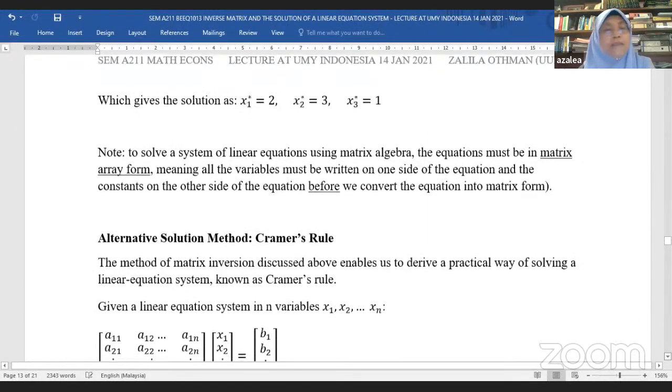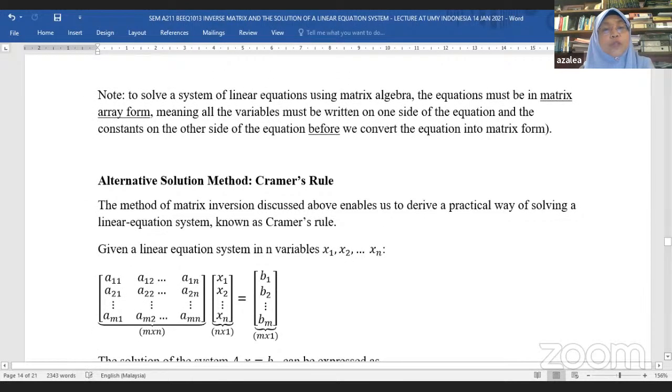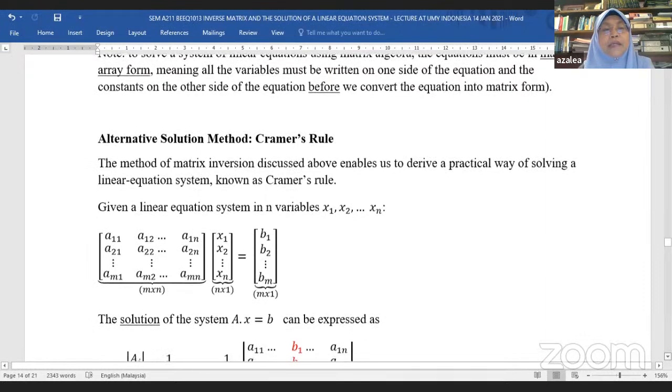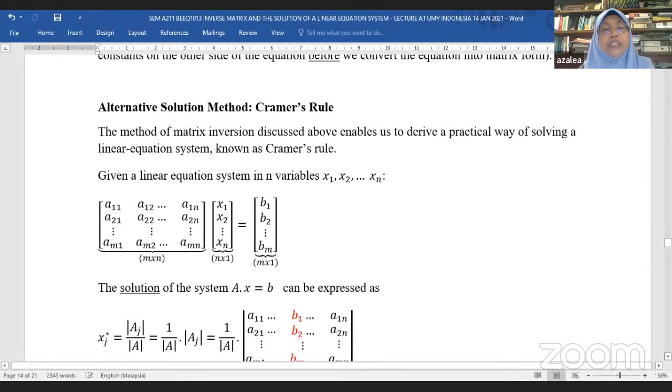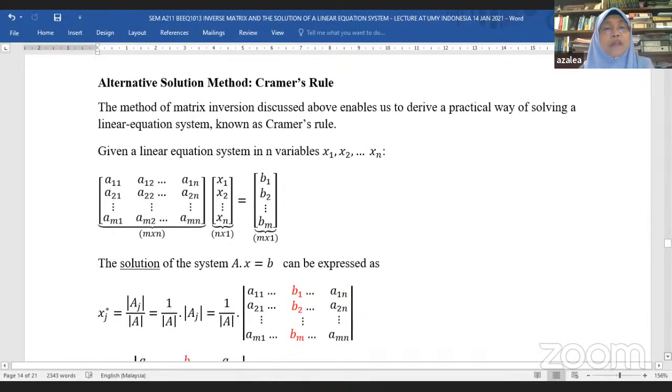Okay, we still have time. Then I will show you an alternative solution method, which we call Cramer's rule, Petua Cramer. The method of matrix inversion discussed above enables us to derive a practical way of solving a linear equation system known as Cramer's rule.